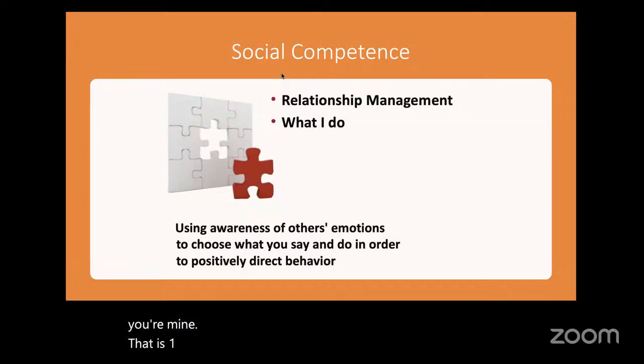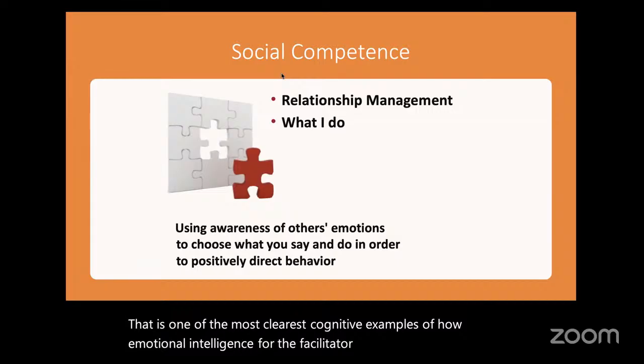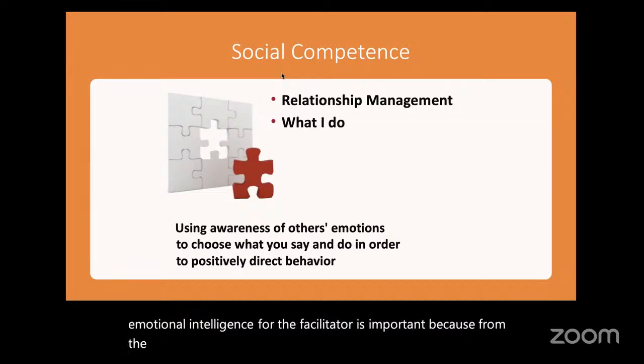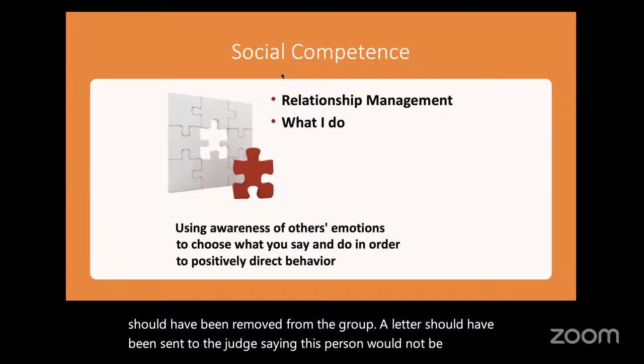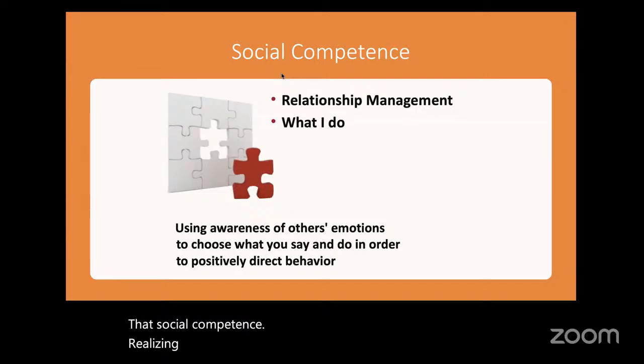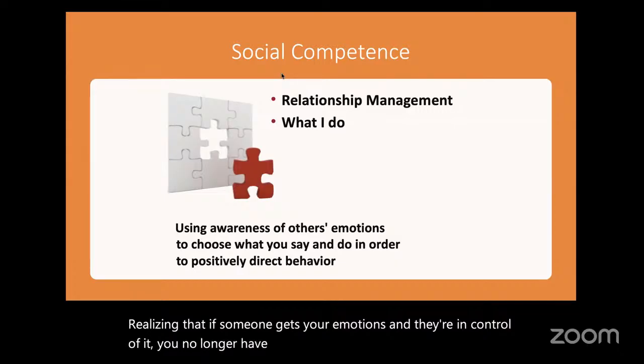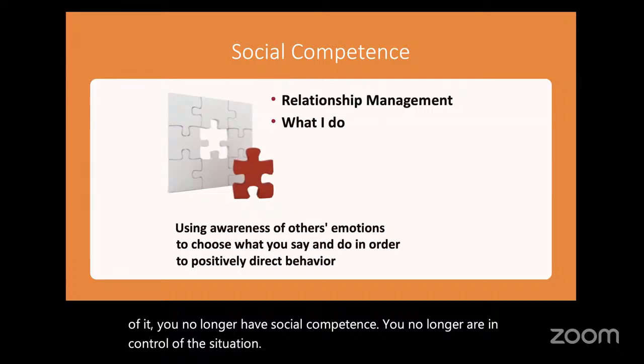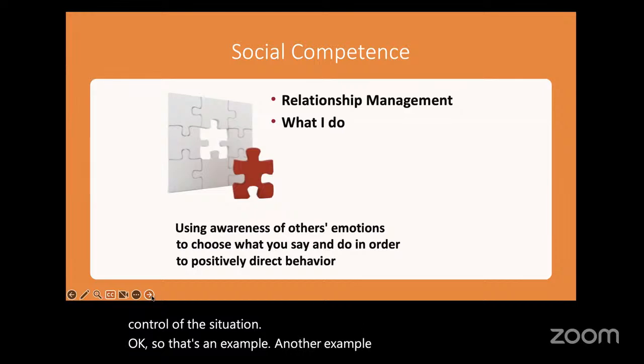That is one of the clearest examples of how emotional intelligence for the facilitator is important, because from the beginning of that group, that person should have been removed. A letter should have been sent to the judge saying this person would not be successful in this group setting. That's social competence. Realizing that if someone gets your emotions and they're in control of them, you no longer have social competence. You no longer are in control of the situation. So that's another example from my experience.